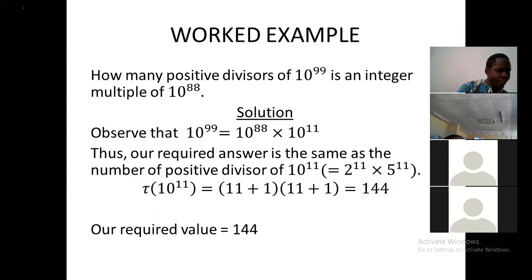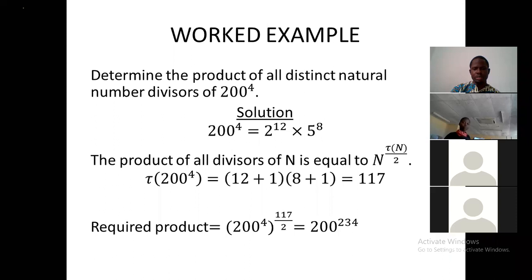We have some time, so we now move on to the next example, which I think is the last example for today's class. We have to determine the product of all distinct natural number divisors of 200^4. Note the word distinct means different.